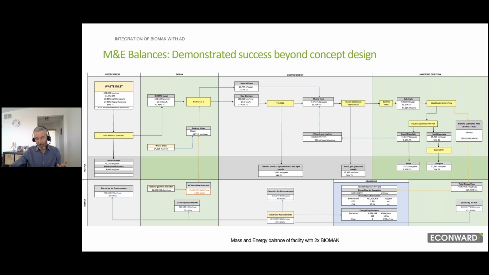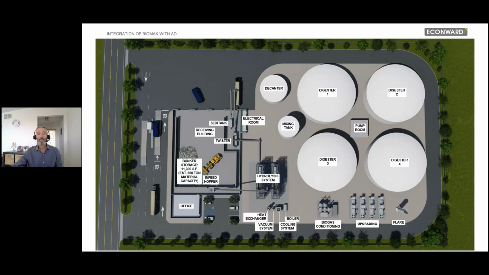This technology has been demonstrated beyond a conceptual design. It's an industrial technology. It's well proven. It's well developed. It's fully certified. We can see here an example of a process flow sheet for one specific project. Next slide, please. And this is how a whole integrated plant will look.